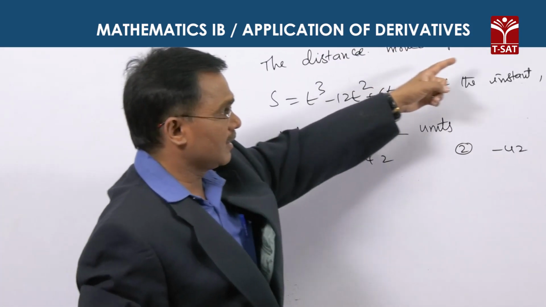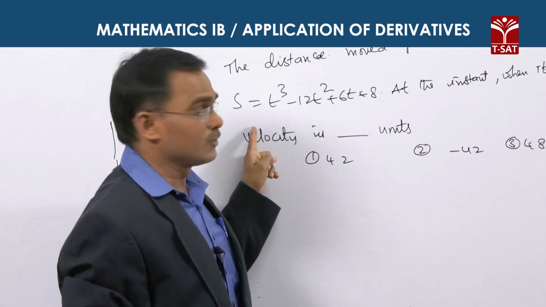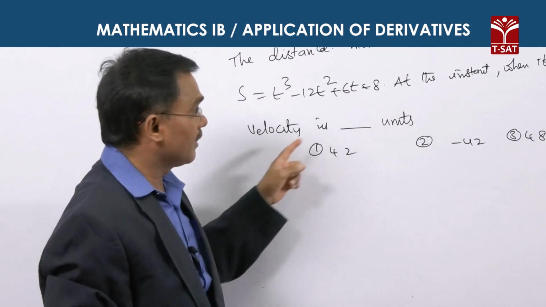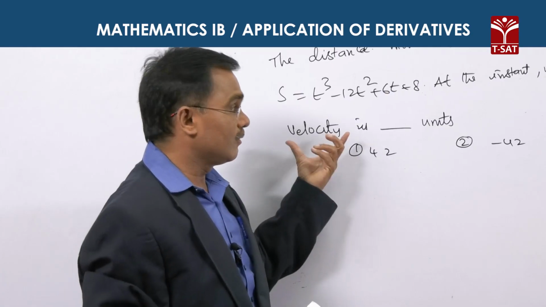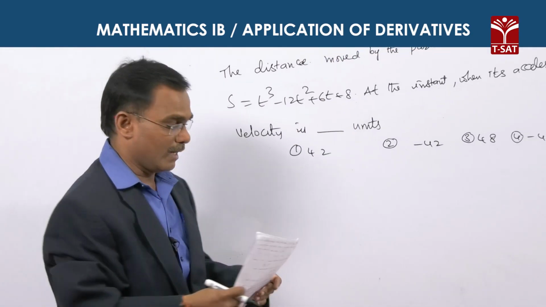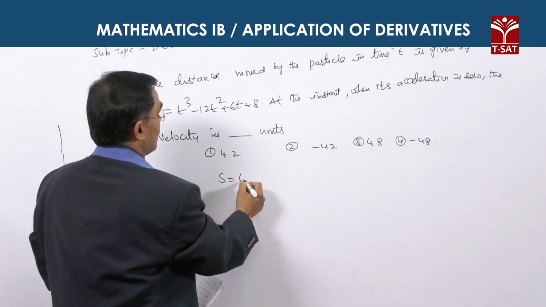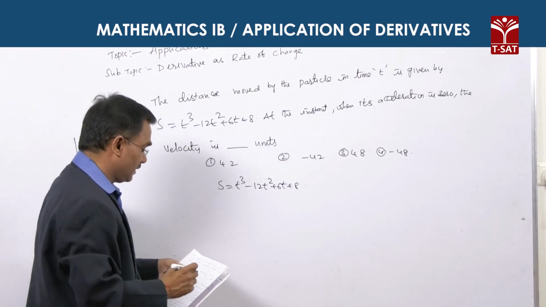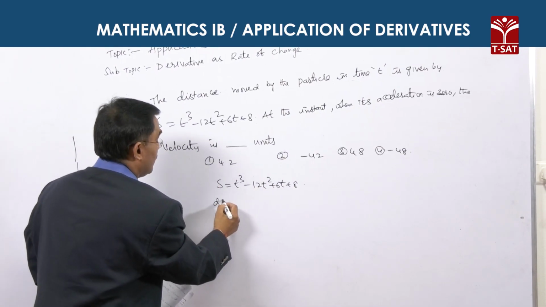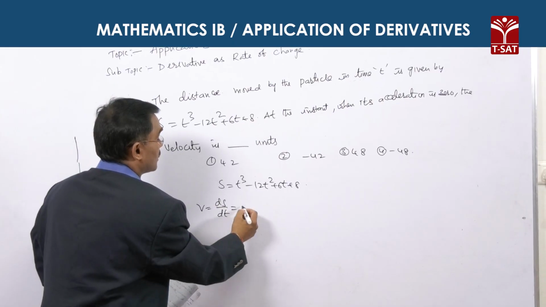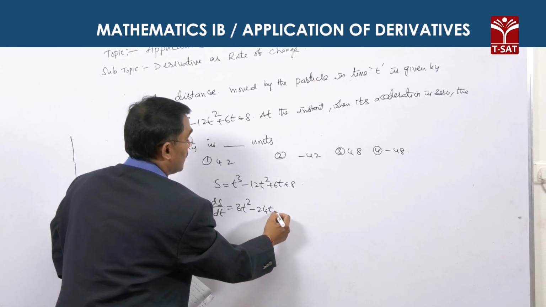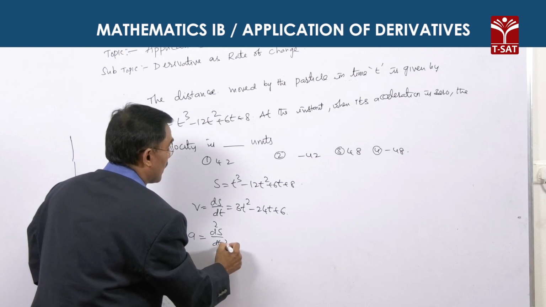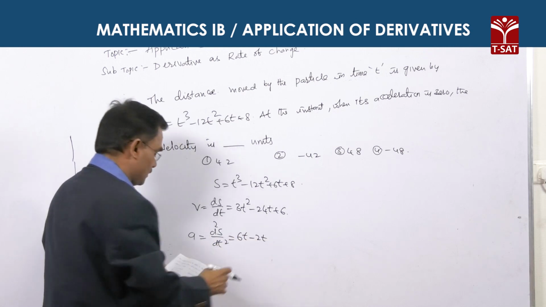The distance of a particle moving at time t is given. S is equal to t cube minus 12t square plus 6t plus 8. At which velocity is the acceleration 0 is what is being asked. The distance formula is S equal to t cube minus 12t square plus 6t plus 8. Then velocity V is equal to ds by dt, which is 3t square minus 24t plus 6. Acceleration A is equal to d square s by dt square, which is 6t minus 24.